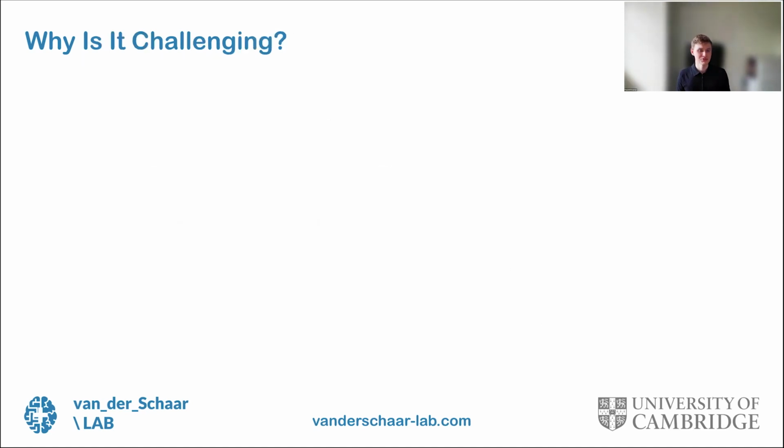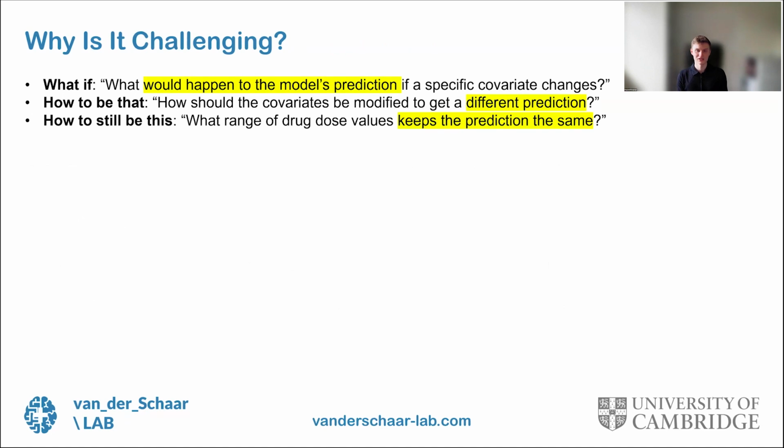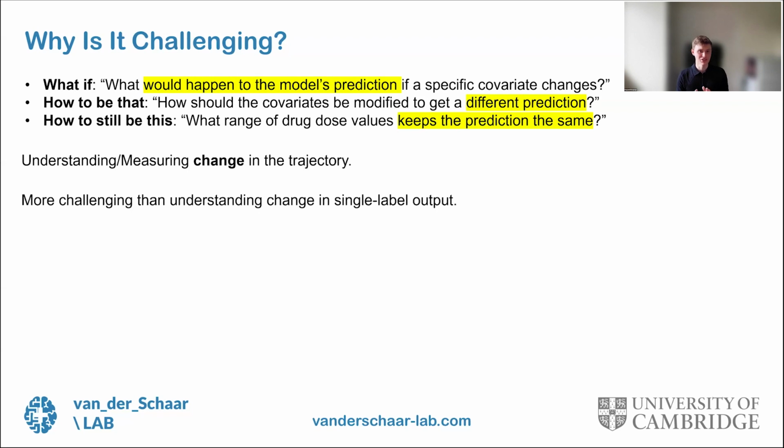Okay, so we established that we want to create a forecasting model such that we can answer these questions. So what's the challenge? If we look closer at the questions from the previous slide, all of them require some notion of understanding or measuring the change in the trajectory. And it is much more challenging in models with trajectory outputs than in models with single label output. Because when we have just a single label output, there's not much that can happen. If it's a real value, it can either increase, decrease, or remain constant. If it's a classification model, it can just change from one class to the other. However, if we have a whole trajectory, it can change in multiple ways. We can say it has many more degrees of freedom.